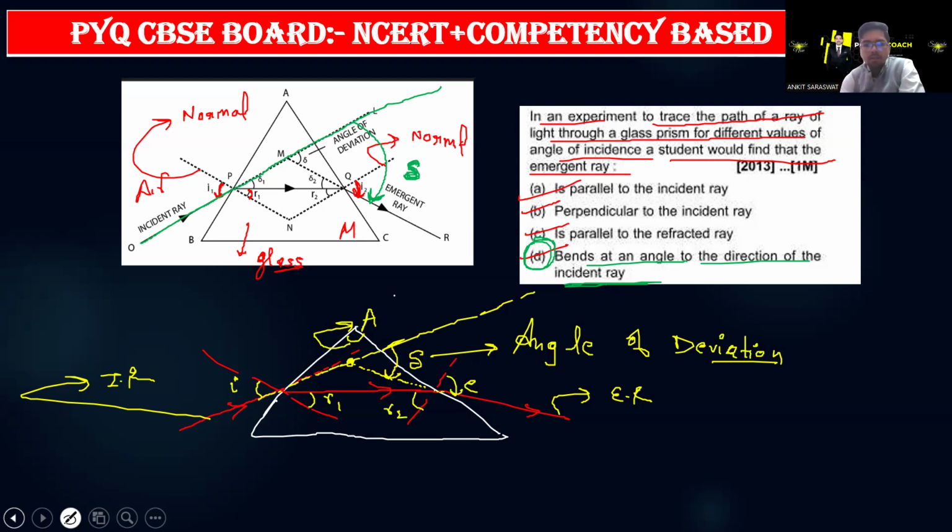That's all. And always draw the normal before drawing the angle of incidence. Okay, how will you show the angle of incidence? First, you have to draw the normal.